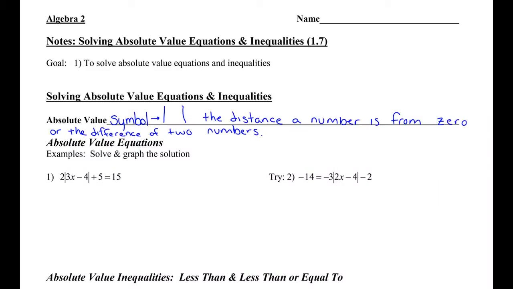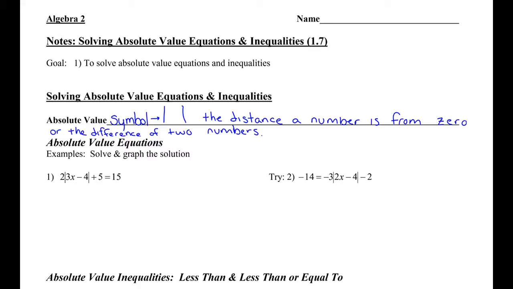Today's notes are on solving absolute value equations and inequalities. First, we need to know the definition of an absolute value. The symbol for absolute value is two vertical lines. An absolute value is the distance a number is from zero, or the difference of two numbers.